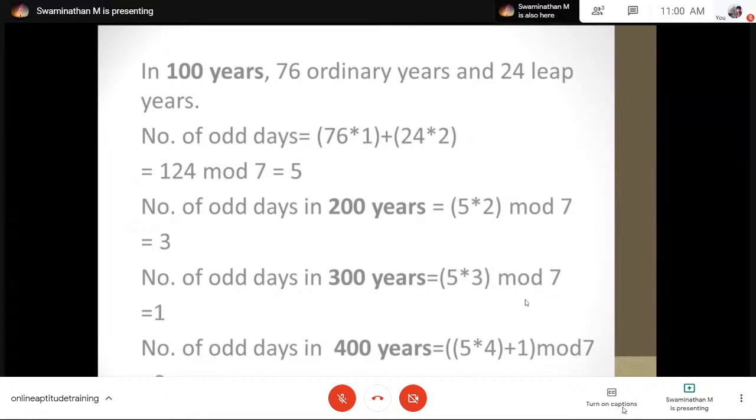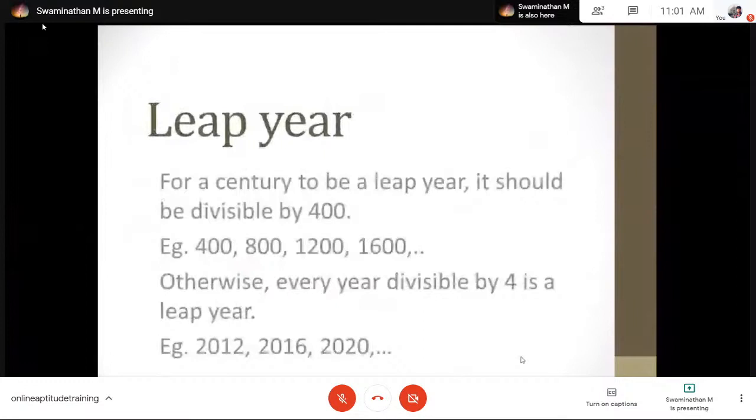So can you understand why I am adding 1 here? Because of 400. Every 400 years, the century year will be a leap year. 400, 800, 1200, 1600 will be leap years, so I'm adding 1 here. So far, any doubts? I have told what a leap year is. For century years, it should be divisible by 400. For other years, it should be divisible by 4.